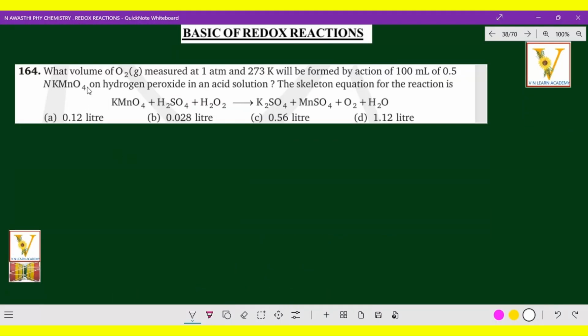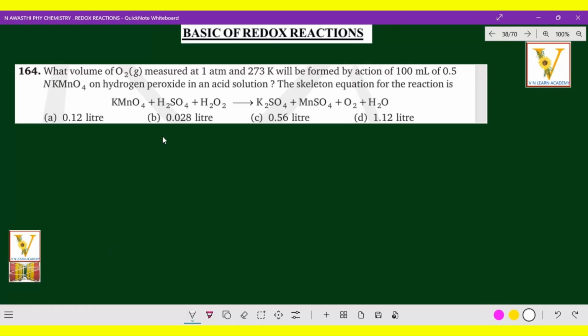Now the next question: what volume of oxygen gas measured at 1 atmospheric pressure and 273 Kelvin will be formed by the action of 100 mL of 0.5 N KMnO4 on hydrogen peroxide in an acidic solution? The skeleton equation for this reaction is given. They are asking about the volume of oxygen, measured under the given condition, so that means 22.4 liter. The volume of KMnO4 is 100 mL, and the normality is also provided.